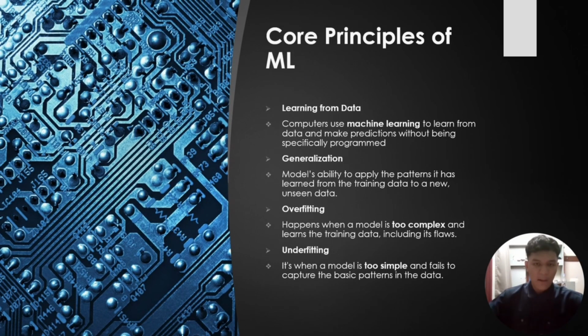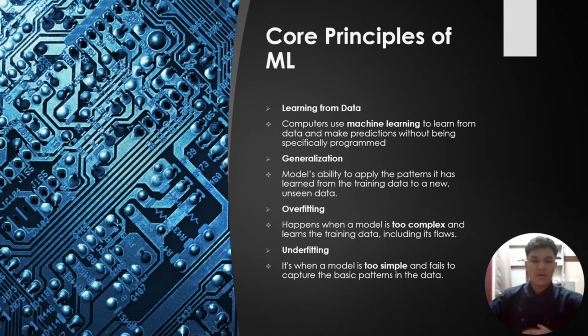About the core principles of ML. The first principle is learning from data. Computers use machine learning to learn from data and make predictions without being specifically programmed. Second is generalization. It is the model's ability to apply the patterns learned from training data to new unseen data. Next is overfitting.